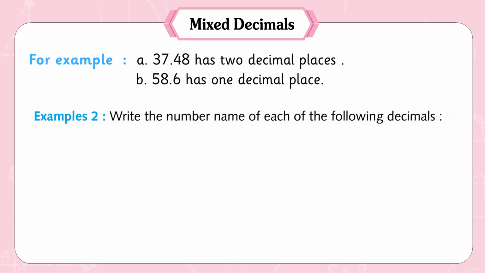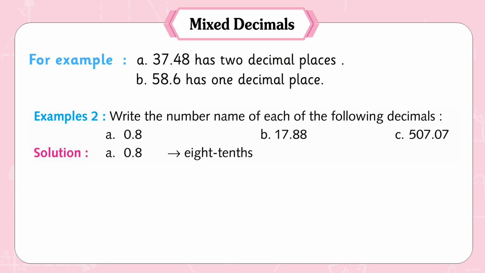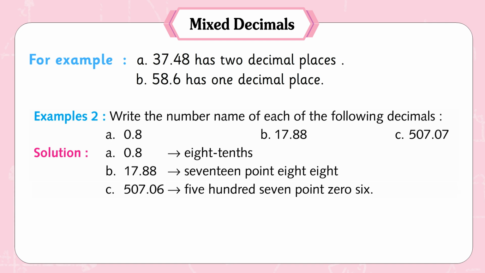Example 2. Write the number name of each of the following decimals. A, 0.8; B, 17.88; C, 507.07. Solution. A, 0.8 is 8 tenths. B, 17.88. C, 507.06.